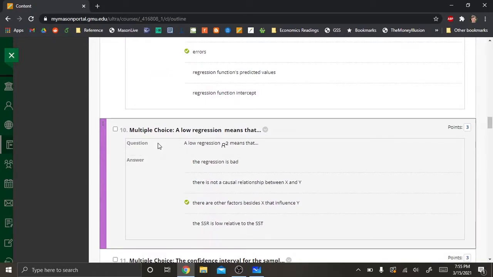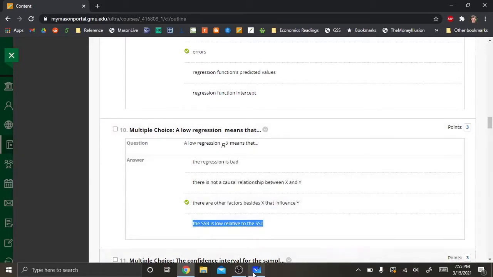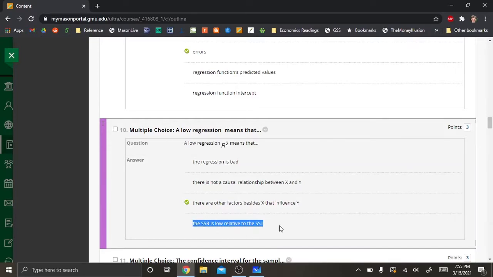All right, this one, a low regression R squared. Remember, R squared is our coefficient of determination. All right, so does a low regression R squared mean the regression is bad? No. Most empirical econometrics papers don't even report the R squared because it's possible that there can be tons of other factors that influence y besides x, but x is still important. Okay, so a low R squared does not mean you have a bad regression. Similarly, it doesn't mean that there's no causal relationship between x and y. What it does mean is that there are other factors besides x that influence y. This last one, the sum of squared residuals, is low relative to the total sum of squares.